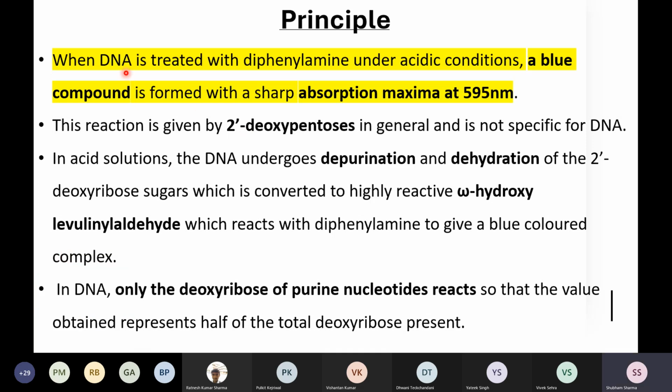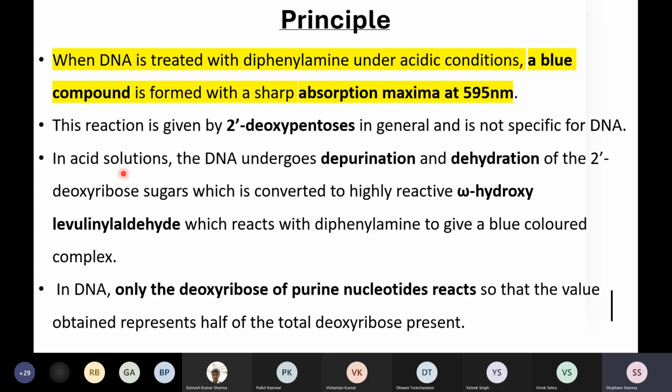So here we have DNA as our target molecule, which we are going to quantify. We treat our DNA with diphenylamine reagent under acidic condition, as a result of which we obtain a blue color compound whose absorbance we are going to measure at 595 nanometer. This reaction is actually given by the 2'-deoxypentose of the DNA, and therefore it is not specific for the DNA only. It can also be given by these pentose residues alone.